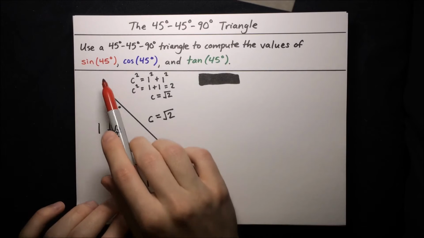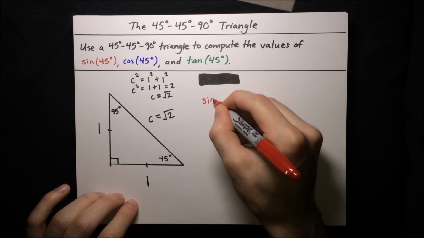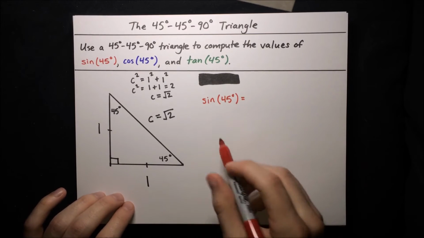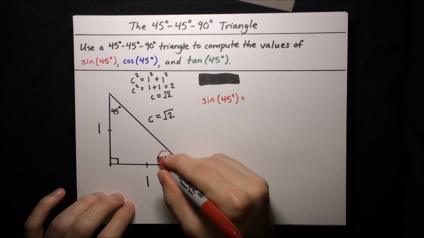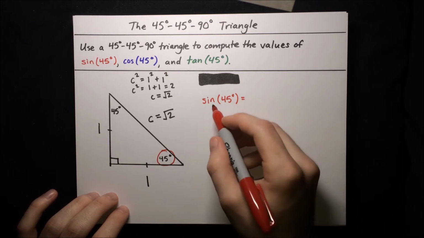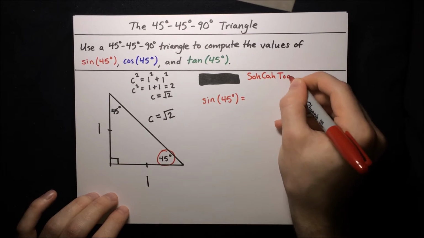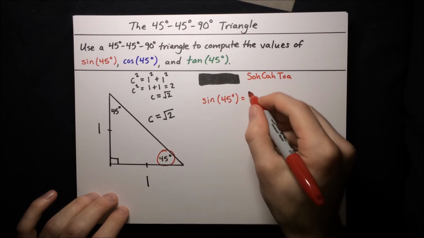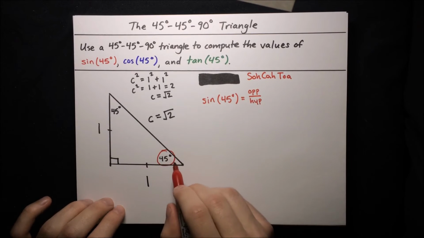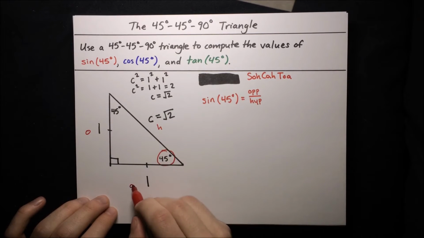Okay, so now let's compute some of these trig values. So first, starting off with sine of 45 degrees. How do we find sine of 45 degrees? Well, why don't we start off by picking an angle, 45 degrees. Why don't we just say this one? This will be our 45 degrees. And we know that for sine 45 degrees, by SOHCAHTOA, let's write that up here. SOHCAHTOA, we know that sine of 45 degrees has to be the opposite, O, over the hypotenuse, H. So let's label these. Opposite is 1, hypotenuse is root 2, and this will be the adjacent side.